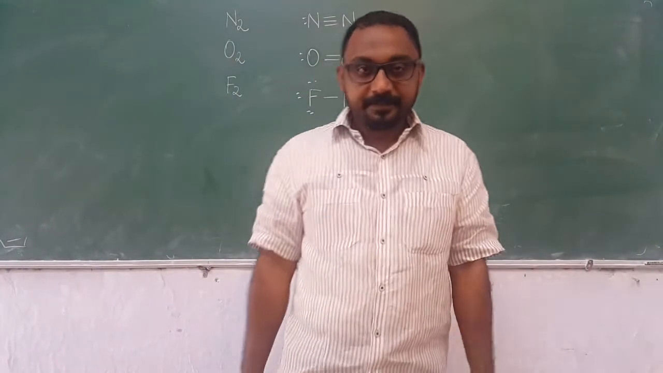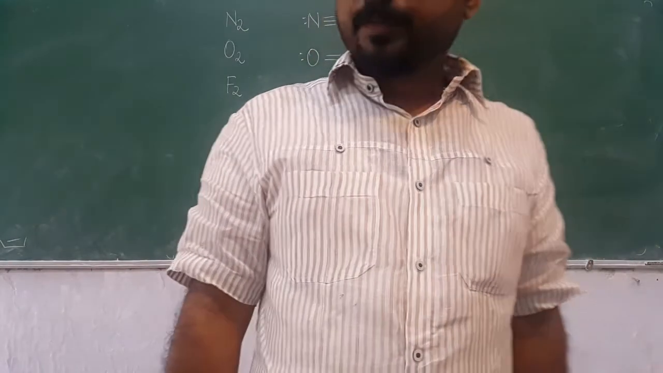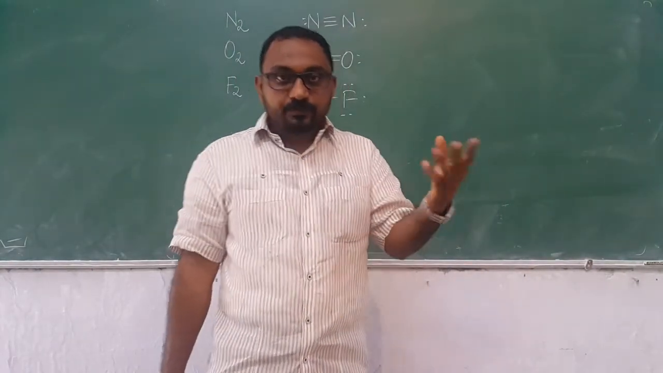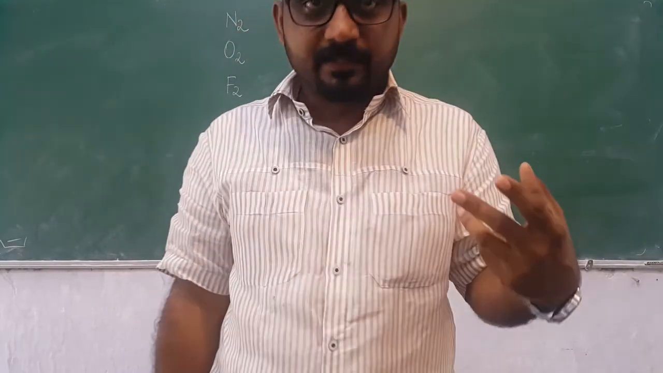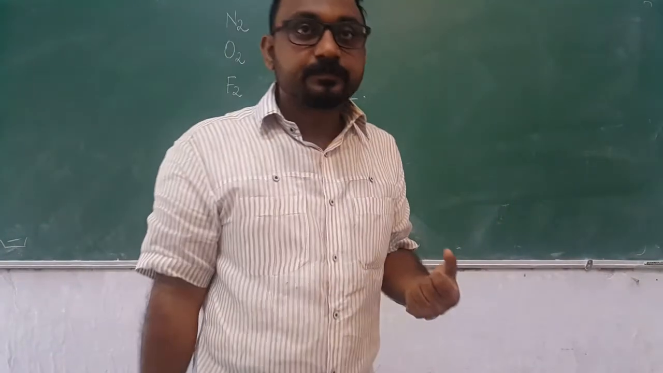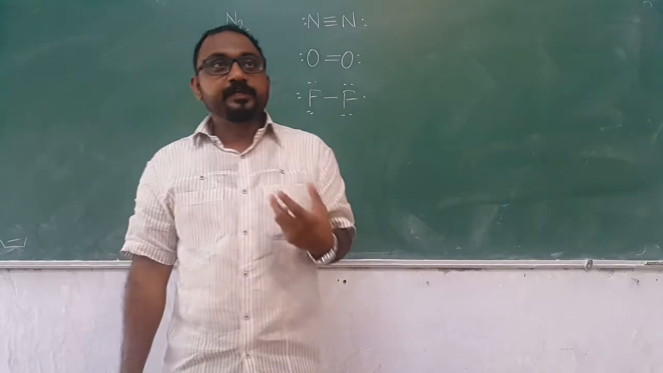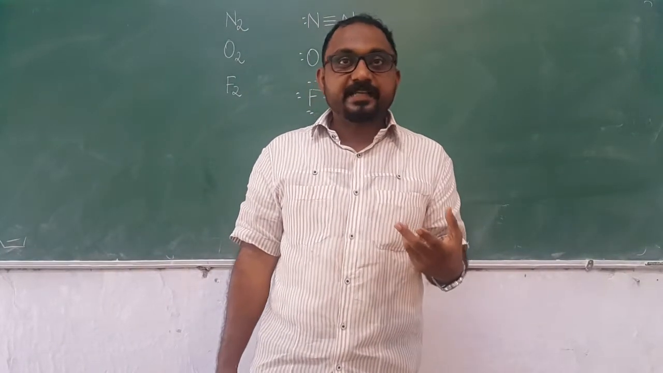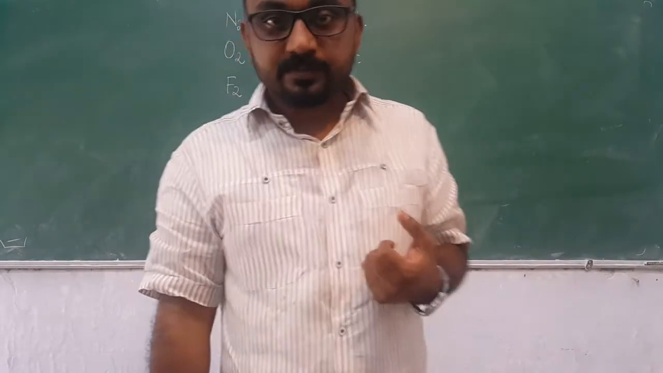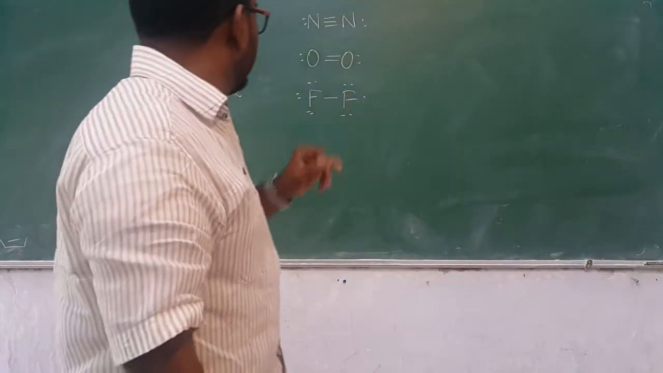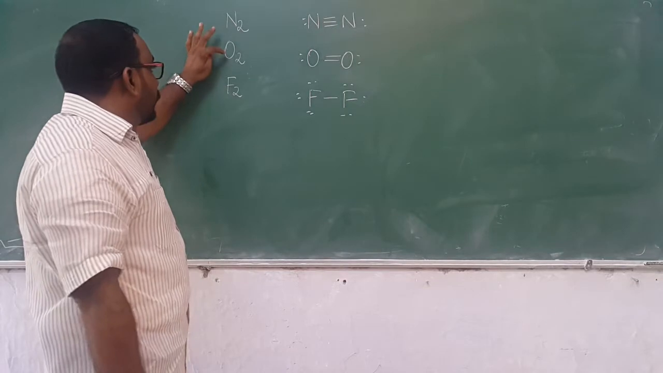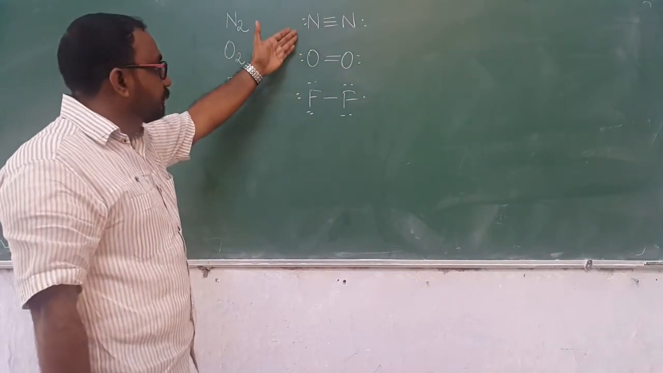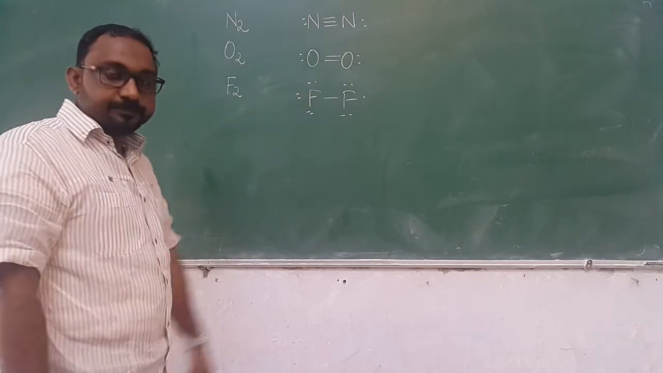Hello, dear students. In the previous class, we were discussing the valence bond theory and the modified valence bond theory, that is hybridization. Today, we will look into the structural aspects of certain molecules. I have taken three molecules over here: nitrogen, oxygen, and fluorine. And I have drawn the Lewis structure of nitrogen, oxygen, and fluorine.